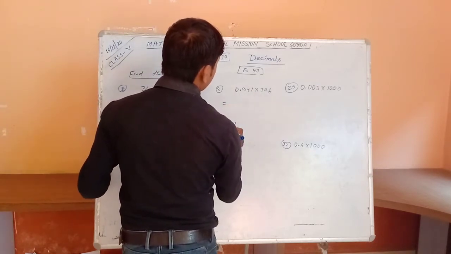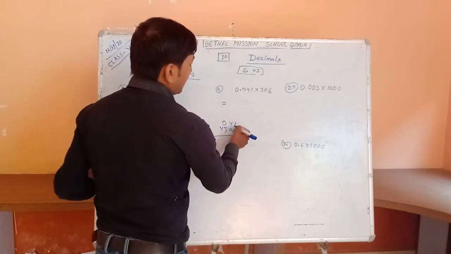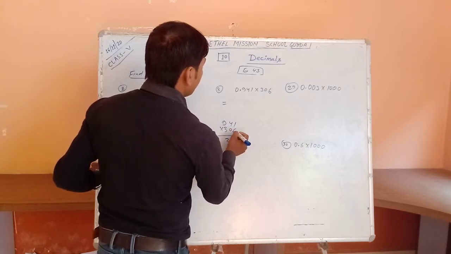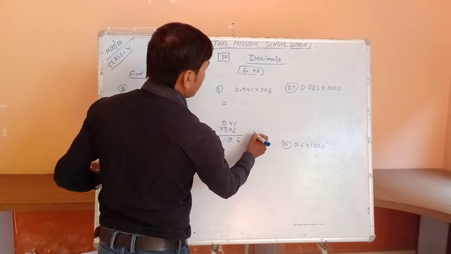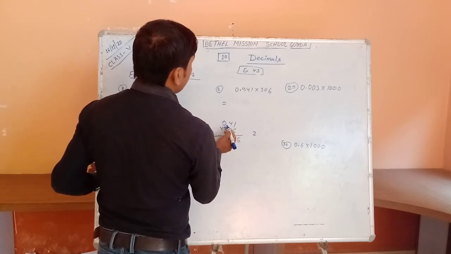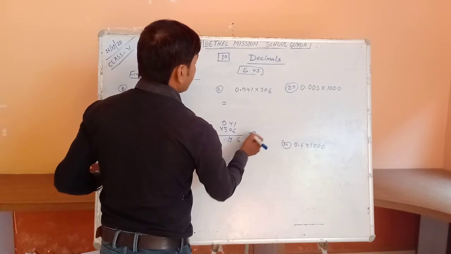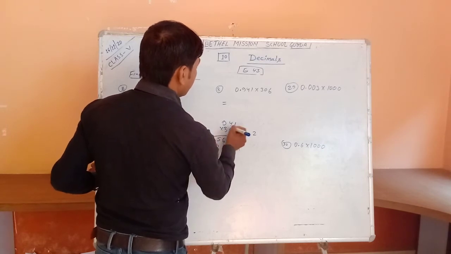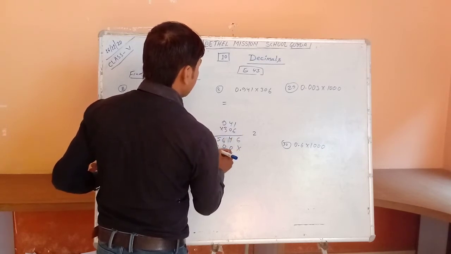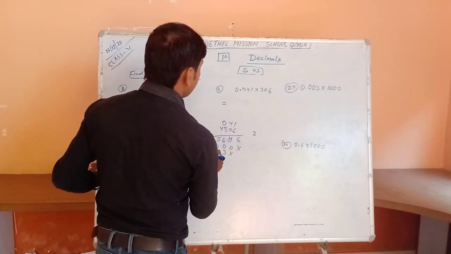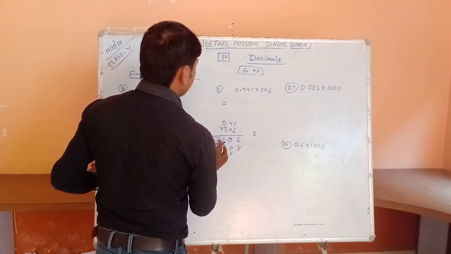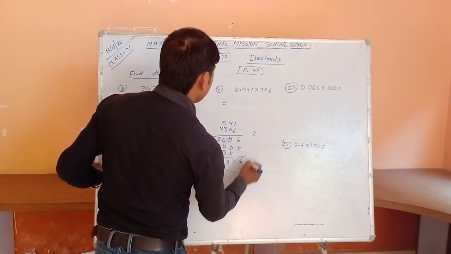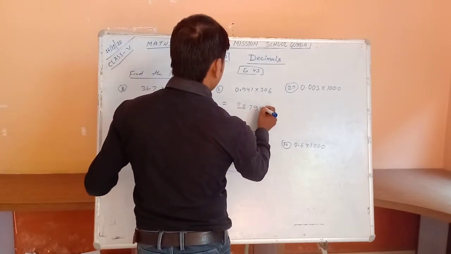Okay, and here again you can multiply 941 into 306. First multiply by all the numbers. 6 1 is 6, 6 4 is 24, 6 9 is 54. Then 0 0 0, and here 3 1 is 3, 3 4 is 12, 3 9 is 27. So 6 4 9 7 8 2.